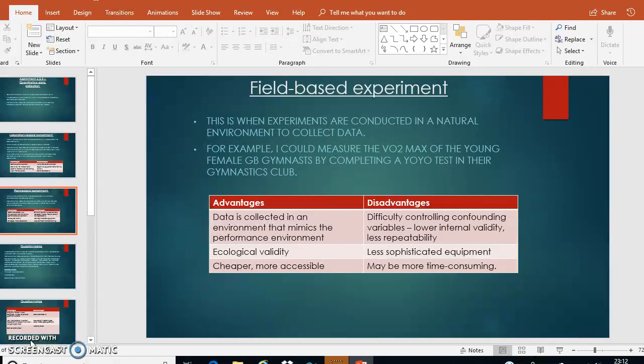And there's also less repeatability because the confounding variables could essentially affect results significantly. And the equipment's far less sophisticated, so it might not be quite as useful in collecting data, and it may be a lot more time consuming as well than a laboratory-based experiment.